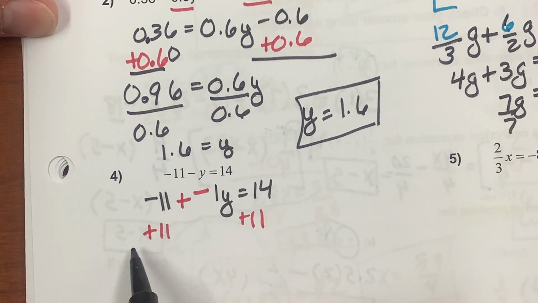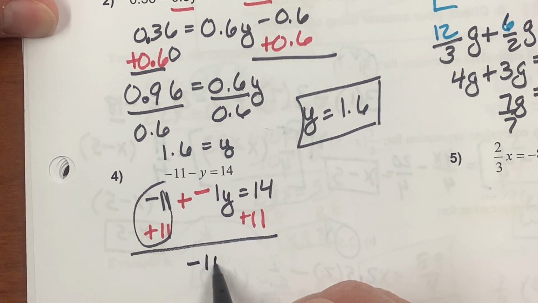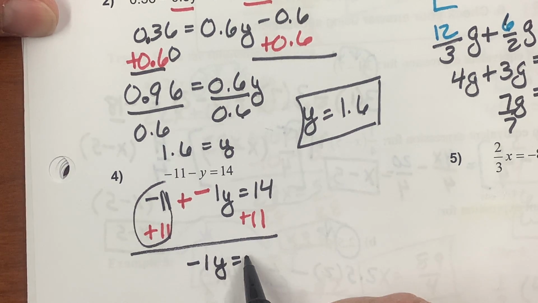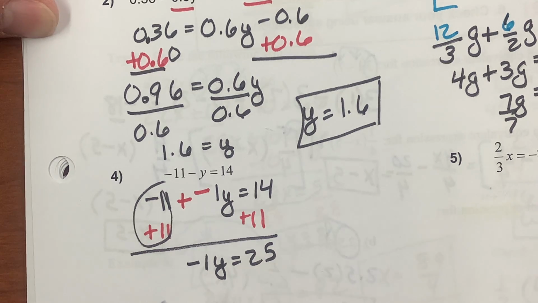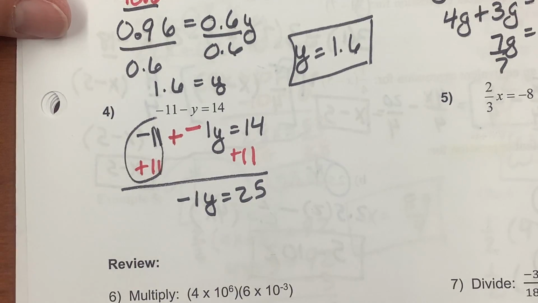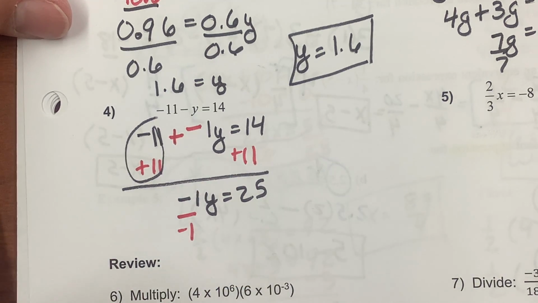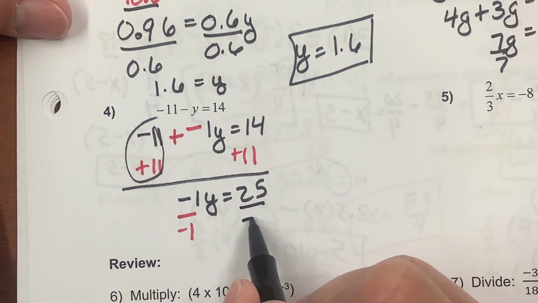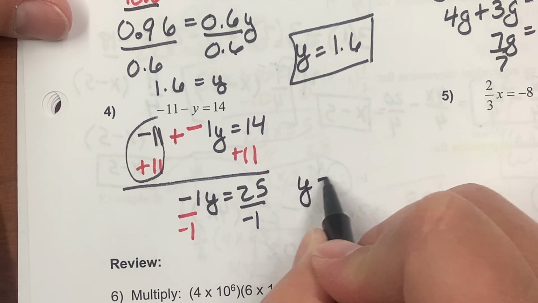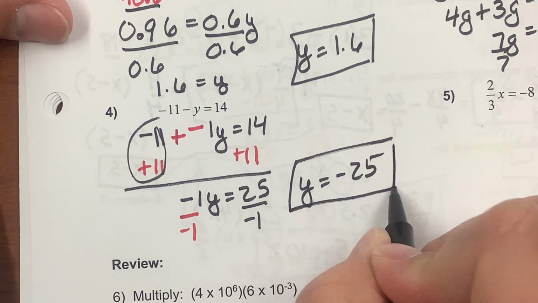And then I get, well, that's 0. Negative 1y equals 25. Now I have a negative in front of my y, negative 1. To get rid of that, I divide by negative 1 on both sides. And I get y equals negative 25. Put a box around it because it's beautiful.